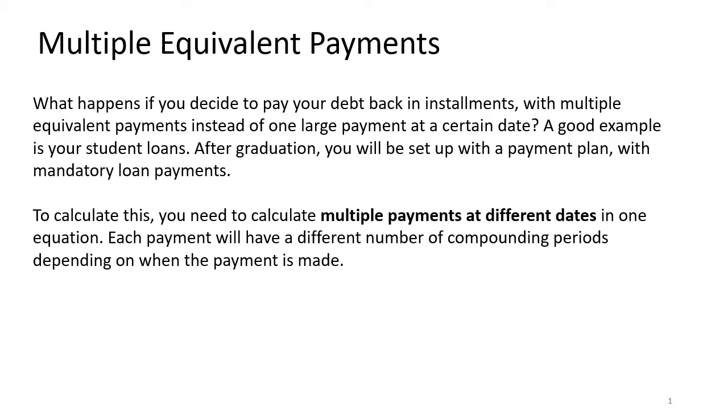So what this is going to look at is if you have multiple payments at different dates, but they're the same value, they're always $500, but it might be 1 month in the future, then a month after that, then a month after that. How much do those payments need to be to pay off this debt that you currently have?